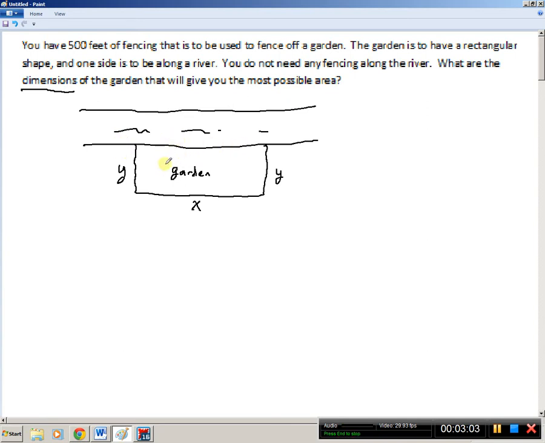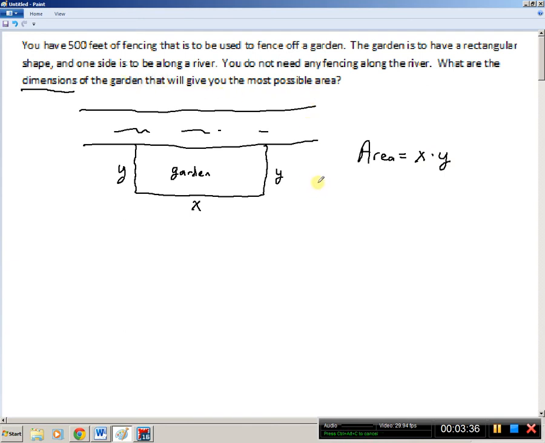Okay, so that's the picture, and now I need to figure out what it is that they want me to do. And they're saying, what are the dimensions, in other words, what's X and Y, so that I'll get the most possible area. I don't have an area written down here, but the area refers to the area of the garden, and I know how to calculate the area of a rectangle. The area of a rectangle is length times width, so that would be just X times Y. So my problem is to find the most possible area.